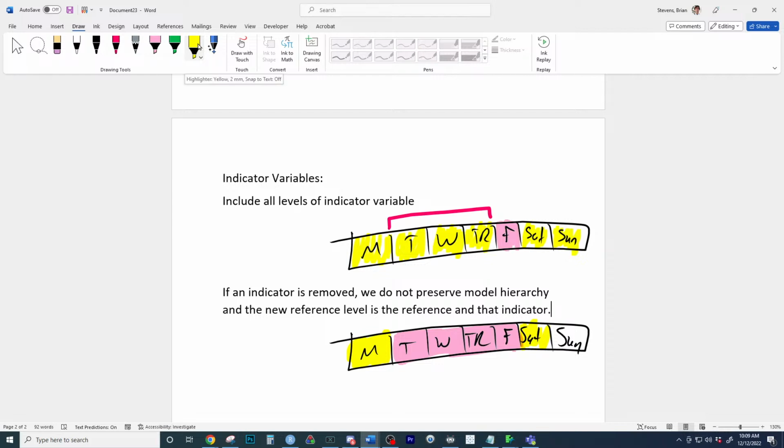Does that make sense right there? Yes, that's because it's alphabetical. That's why the reference level is the first alphabetical. That's correct for reference levels. But this is the violation of model hierarchy with indicator variables.